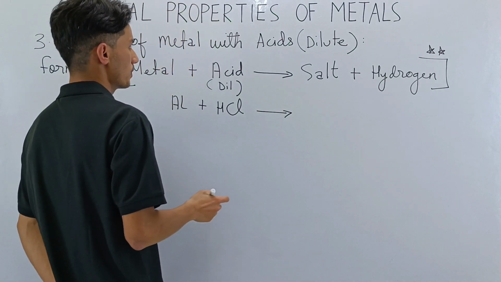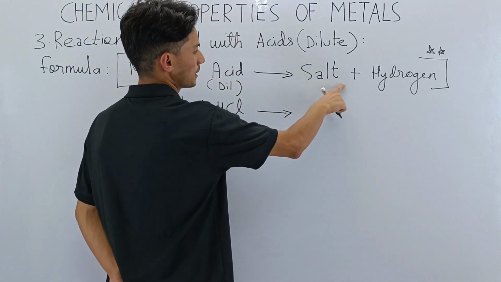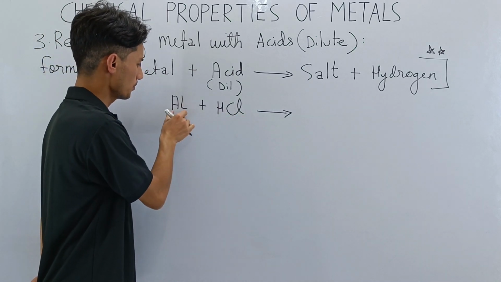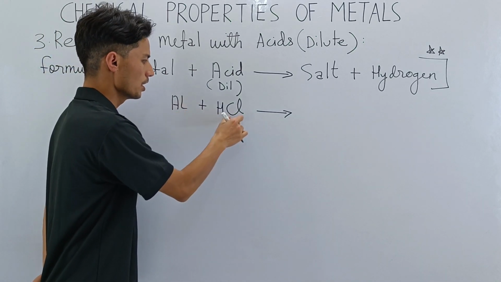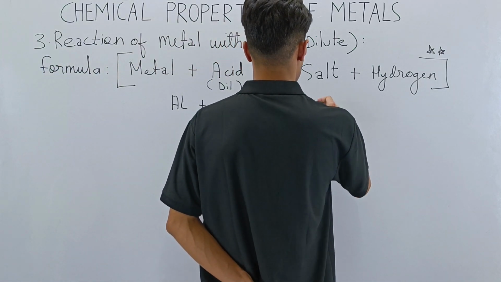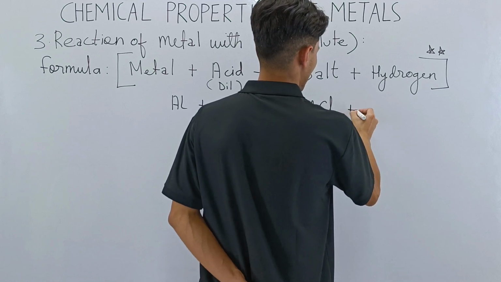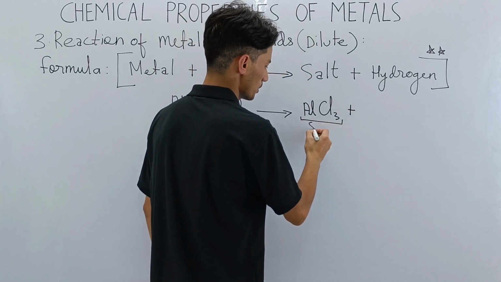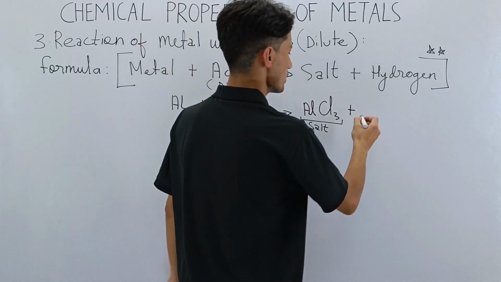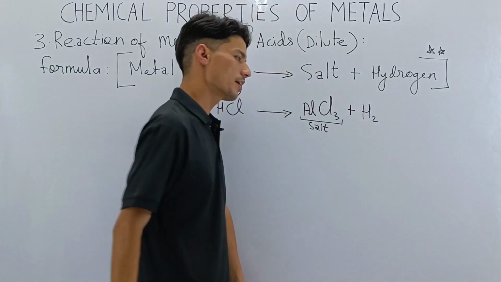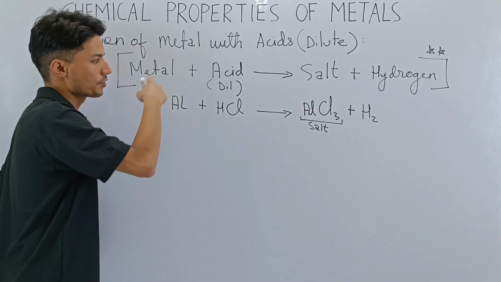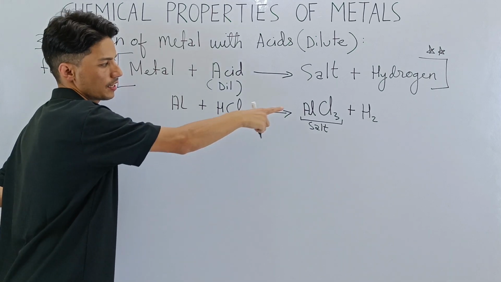So we're using dilute HCl. Then what will I get? I will get salt. Which salt will I be getting? Aluminium and chlorine will react together and form a compound called aluminium chloride, AlCl3. Remember, this is the salt that we have to get from the formula. We get salt plus hydrogen. Hydrogen is how much? H2, the symbol is H2. This is how the reaction of a metal with dilute acids takes place.